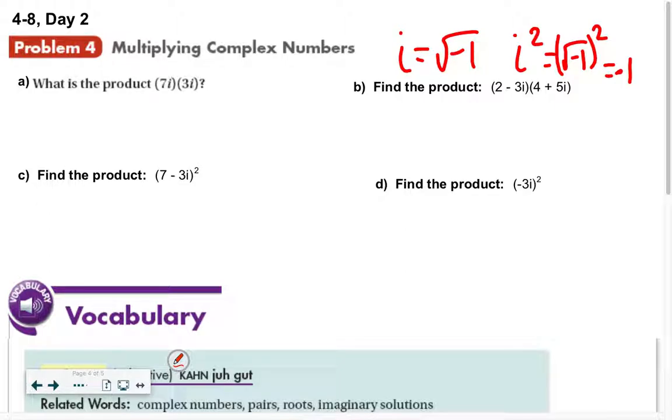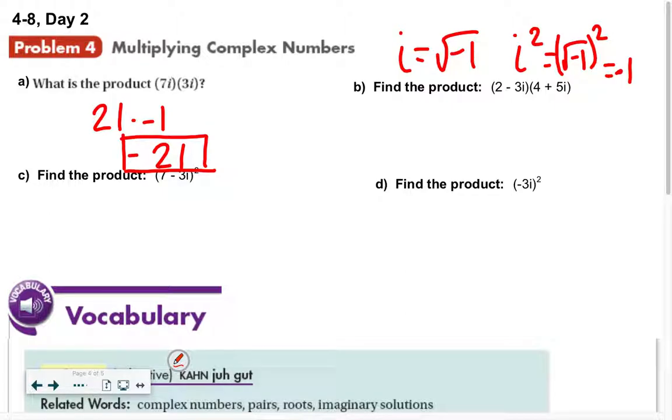So I want to know what the product of 7i times 3i is. Well, let's just pretend it's regular numbers. What's the product of 7 and 3? 21. So 7 times 3 gives me 21. Well, i times i is i squared, which is -1. So 21 times -1 is -21. Not too bad, right? So when you have i squared, you just multiply whatever it is times -1.